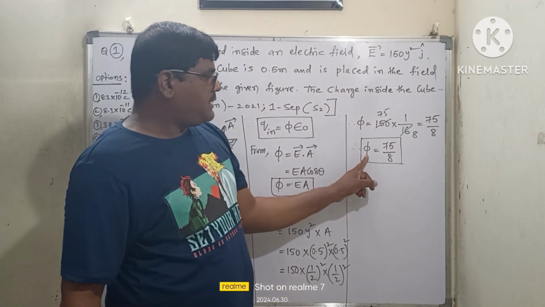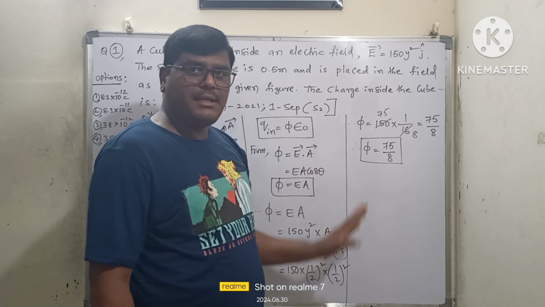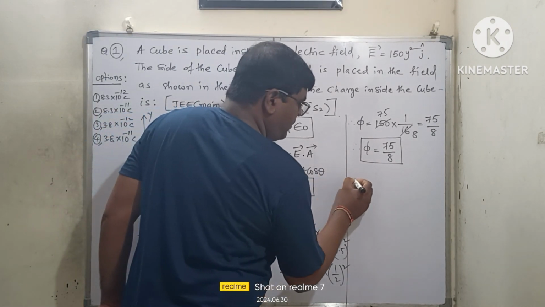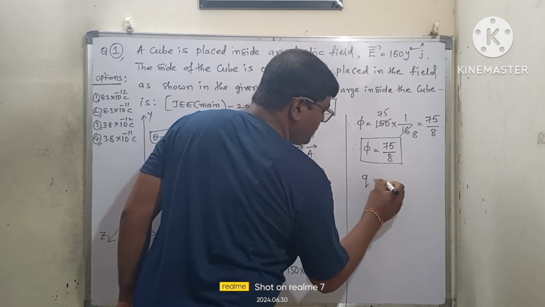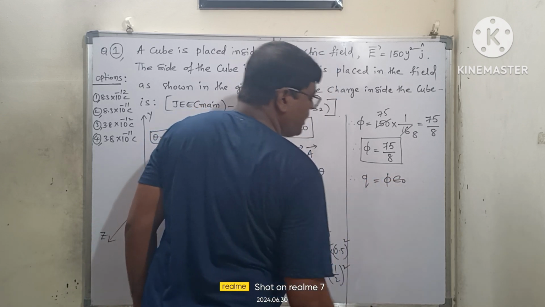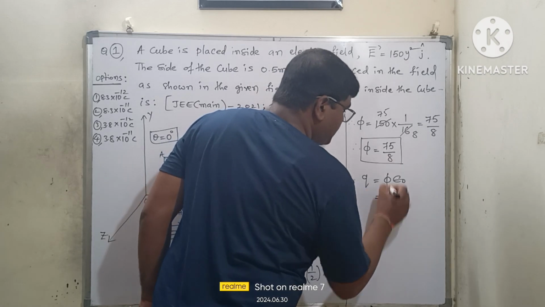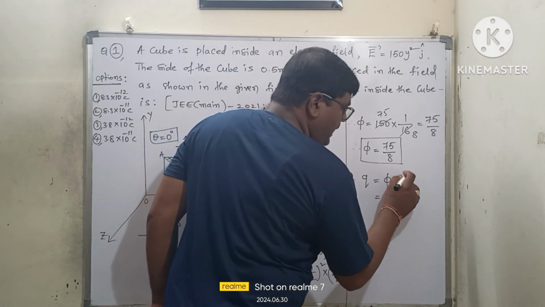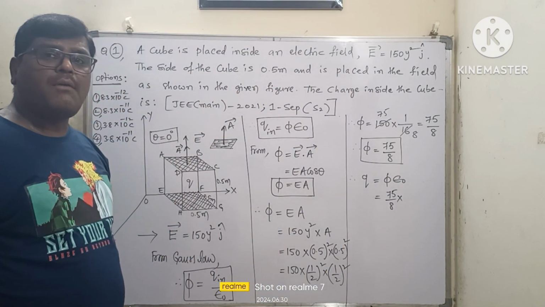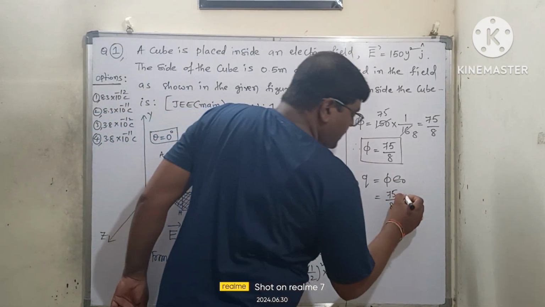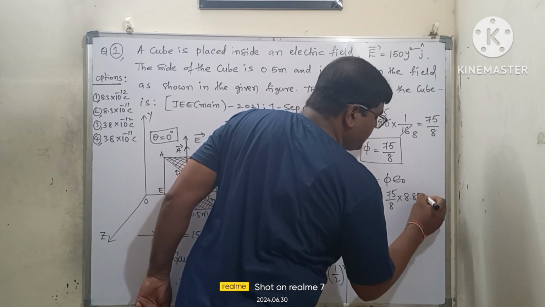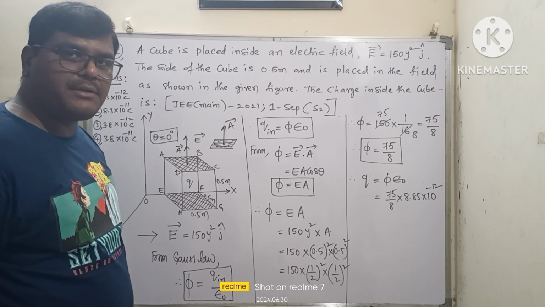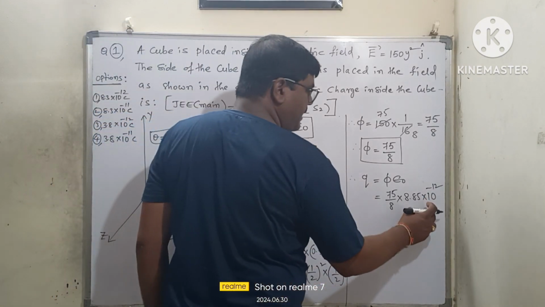Now the flux we got is 75 by 8. Now we have to find the charge. From the formula, charge is equal to flux into epsilon naught. Flux is 75 by 8, into epsilon naught. What is the epsilon naught value? The permittivity of free space, that is 8.85 into 10 to the power of minus 12, the constant value of epsilon naught.